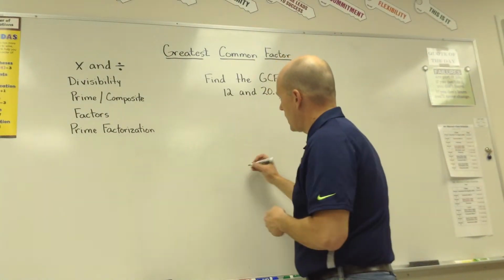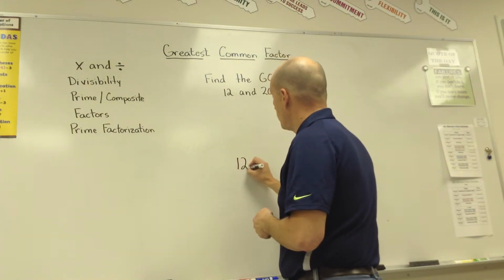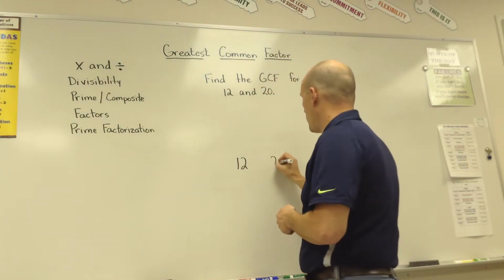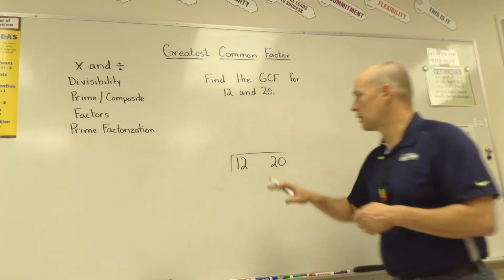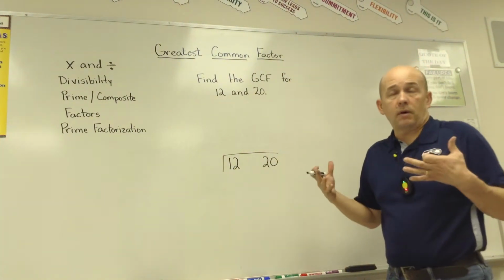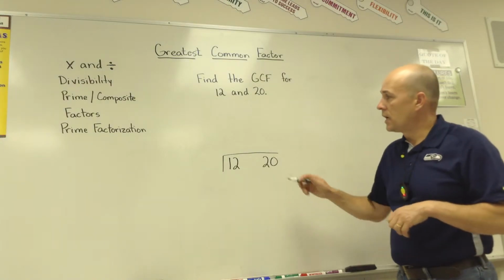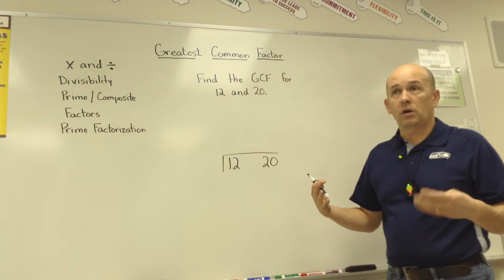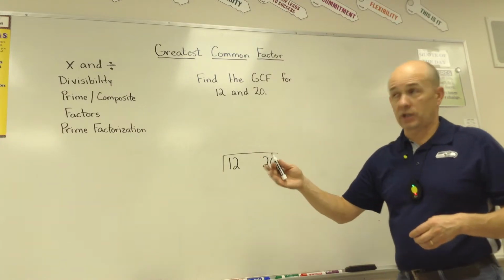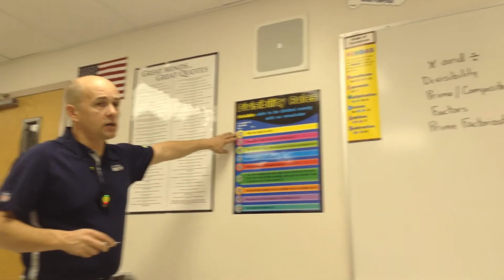So what I'll start with, guys, is I'll take my two numbers, the two products that I'm talking about, 12 and 20, and I'm going to put those inside a division bar. I'm going to do division. That's how I'm going to do this. But I'm not going to just randomly pick numbers and see if they work. I'm going to start with my divisibility rules, which I have listed over here on the poster on the wall. Okay, and I'm going to start at the top.